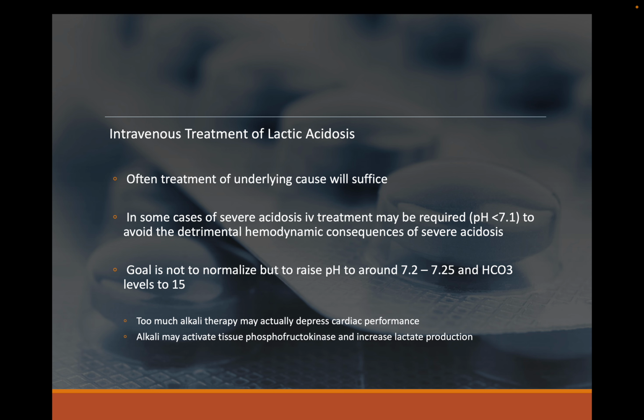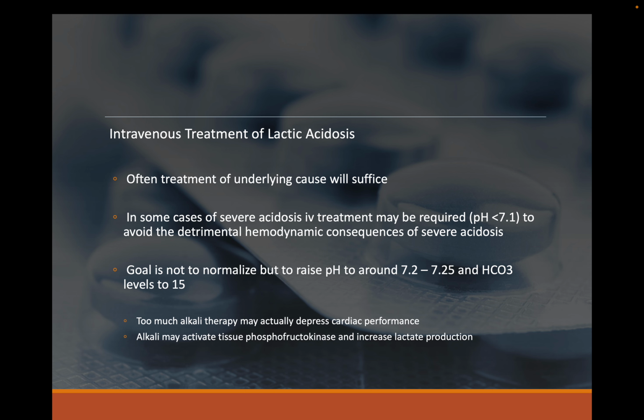Bicarbonate is 8 or something. You generally correct it to 15 or something, to make the pH more than 7.1 or 7.2. The target is not to normalize the pH, because too much alkali can also depress the cardiac function, and alkali may activate the phosphofructokinase pathway and increase the lactate production again. So that is why you should not give too much alkali, because it suppresses the cardiac function.